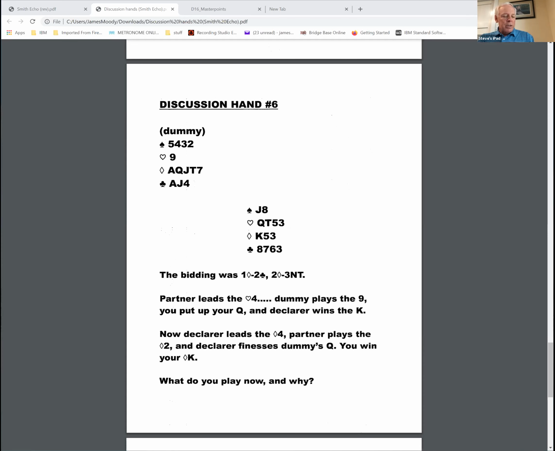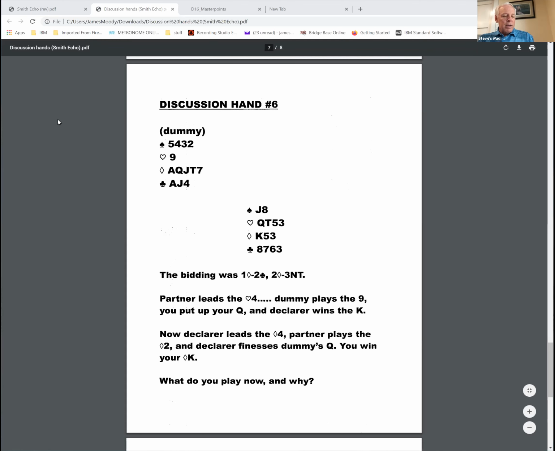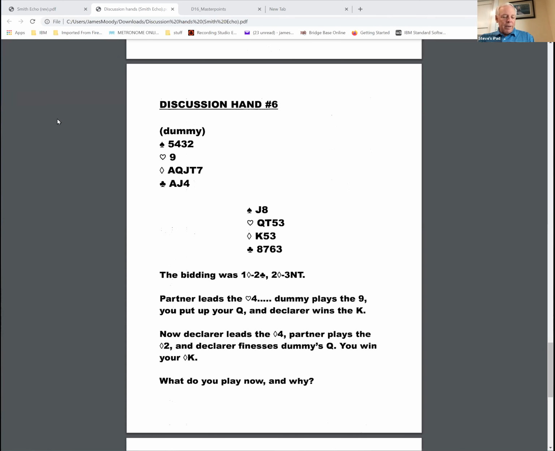And partner leads the 4 of hearts. Dummy plays the 9, of course. You put up your queen, and declarer wins the king. Okay, now declarer leads the 4 of diamonds. And partner plays the 2. And declarer finesses, and here you are, you're in with your king of diamonds. Now what?